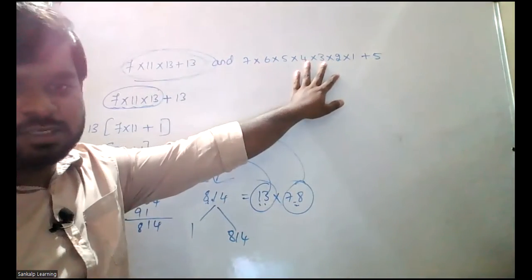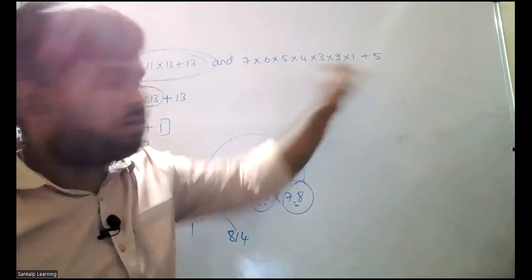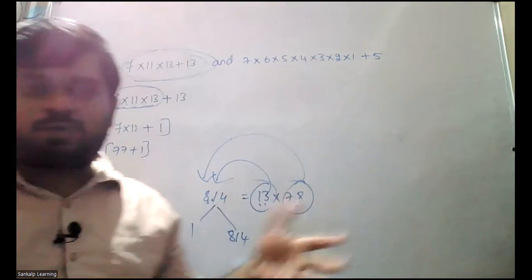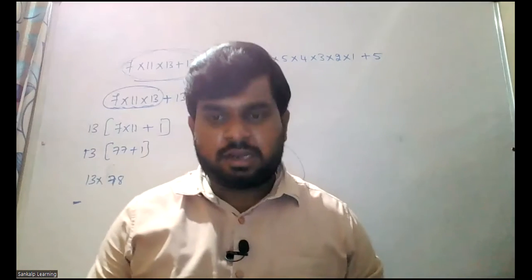Same explanation for this. You can take 5 common here. Whatever number you get, it has got more than two factors. That is why it is known as a composite number.